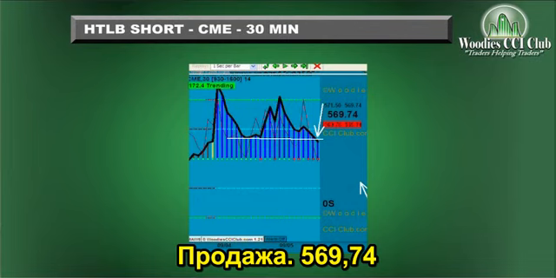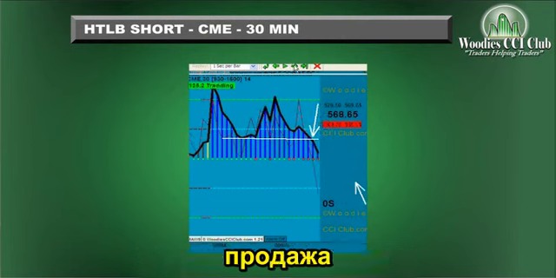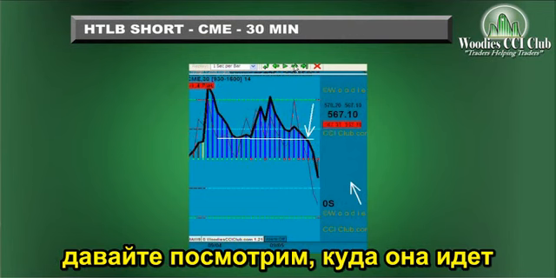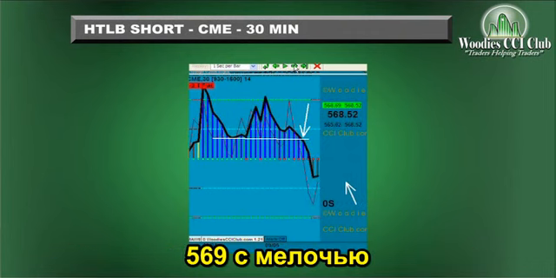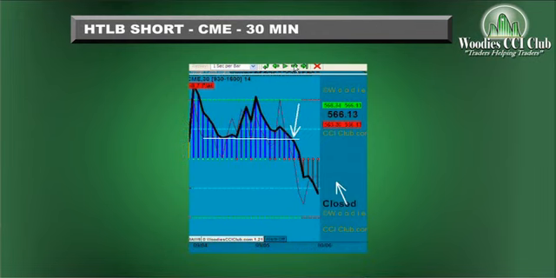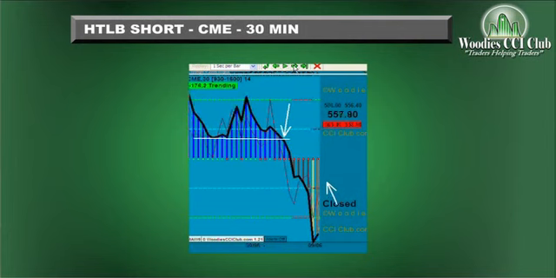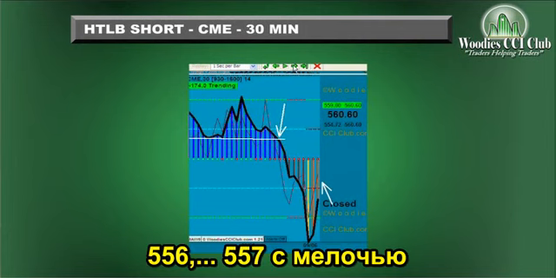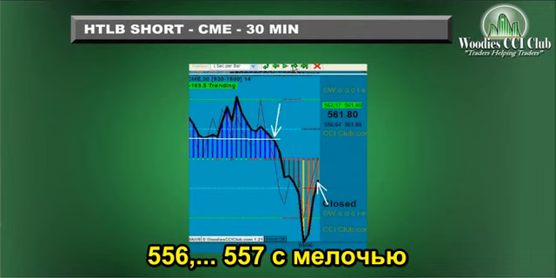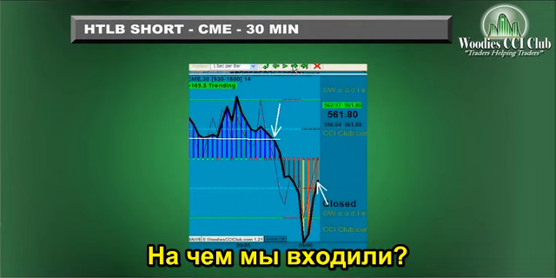We're short $569.74 to the short side. Let's just see where it goes. 569 and change. We're down now to 565. 556, 557, 557 and change. Where did we get in?